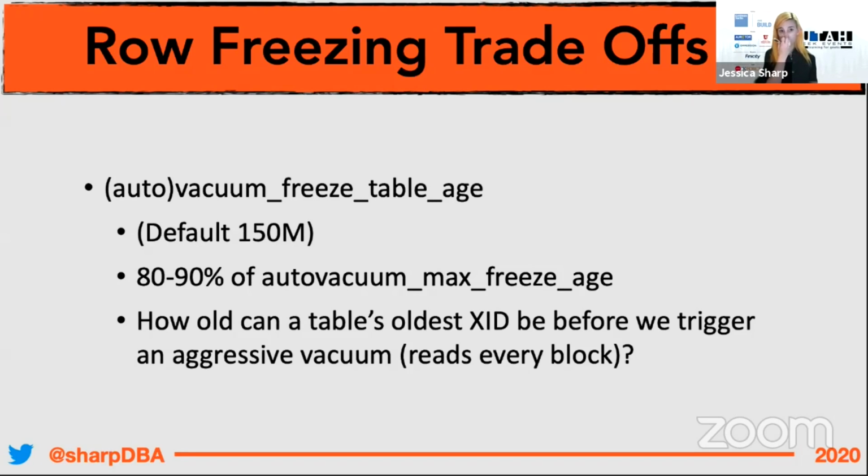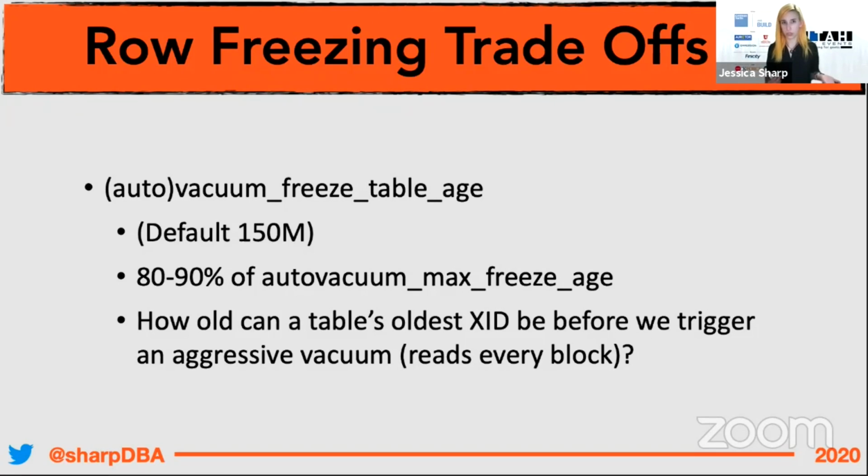The Autovacuum freeze table age. I don't want to call it a best practice, I don't believe in best practices, but an okay starting point is to keep the freeze table age at about 80 to 90% of the max freeze age. This is specific to your tables, so it looks at some different statistics in the database.